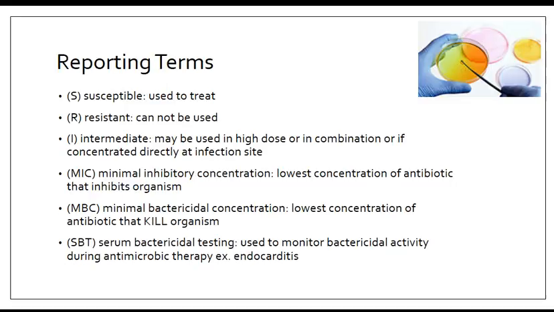The MIC is the minimal inhibitory concentration. The MIC is the number that we report out. This is the lowest concentration of an antibiotic that inhibits the organism. The MBC is the minimal bactericidal concentration. This is the lowest concentration that the antibiotic will kill the organism. So the MIC is the level that the antibiotic inhibits it, and MBC is the level that the antibiotic kills it.